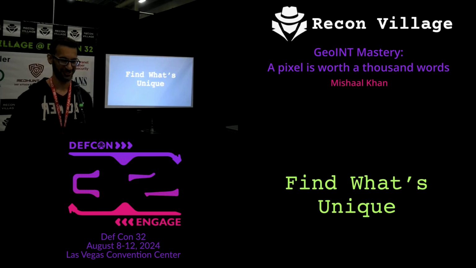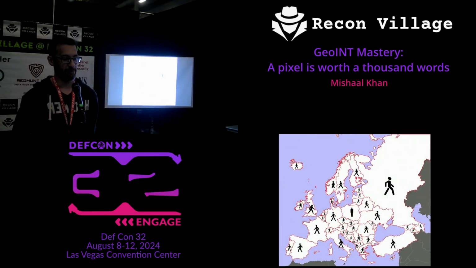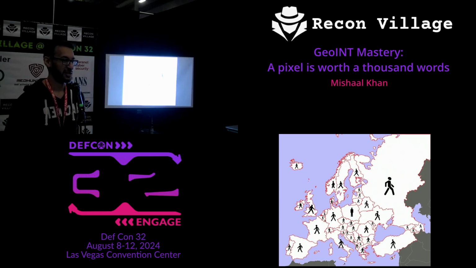So finding what's unique is the other technique here. Look for things that stand out, things that are one of a kind. In this case, here's a map of crosswalk signs in Europe. And someone figured out that those street signs are unique per country. So I'm like, wow, I didn't know that. Those are things that stand out.